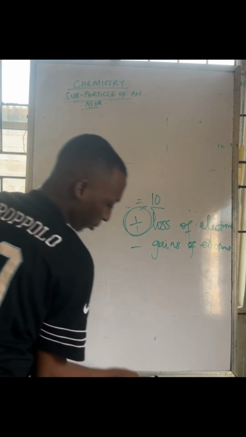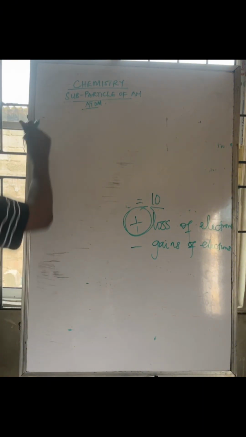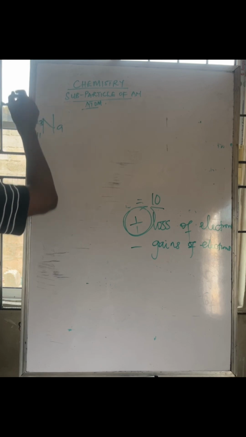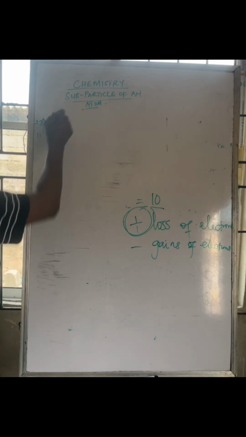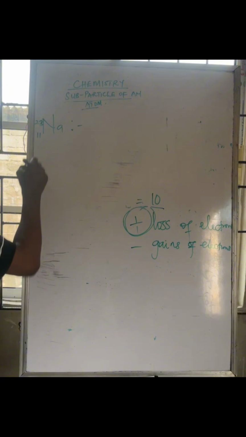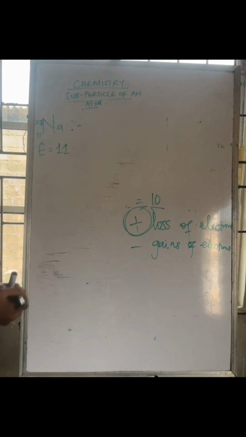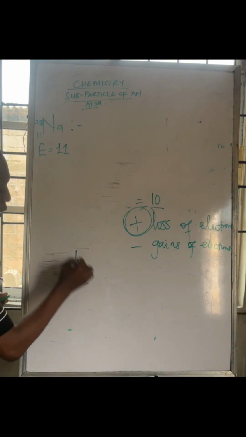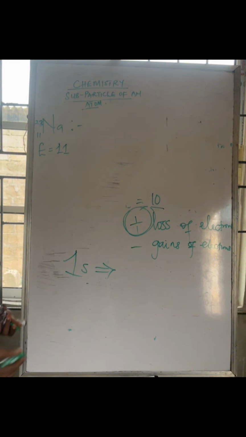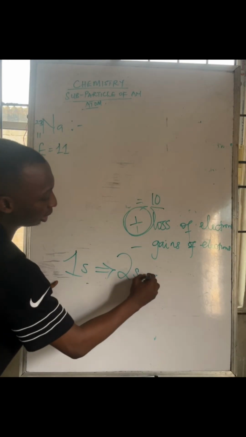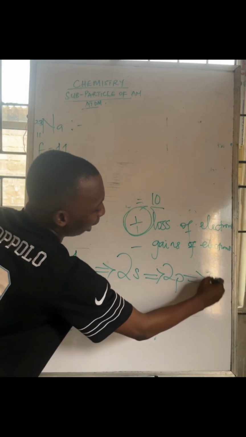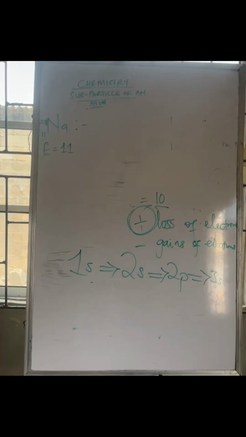Listen to me. As regards this, how then can we write an electronic configuration for this particular element? The electronic configuration, don't forget, all I need to know is how many electrons are present here. 11 electrons. Simple. Now the idea, don't forget, from lower energy to higher ones, I come from 1s, there's an arrow I showed you before. From 1s to 2s to 2p to 3s.